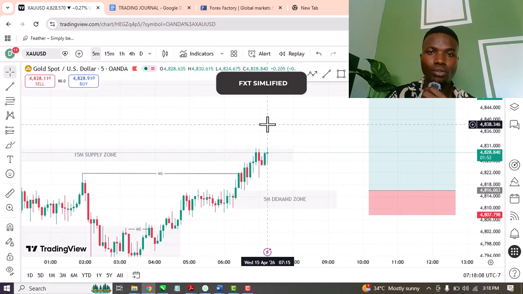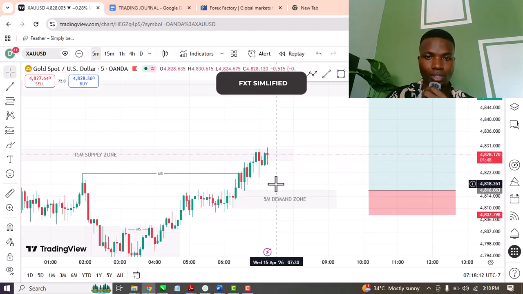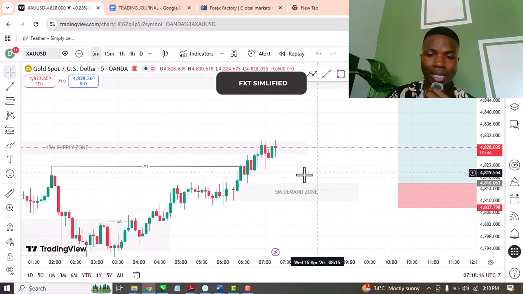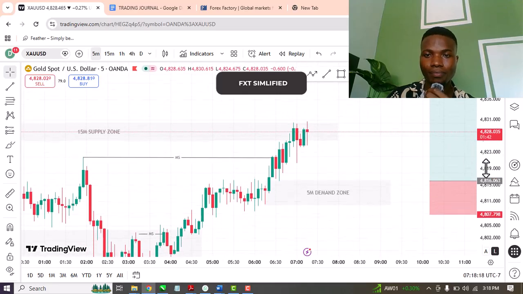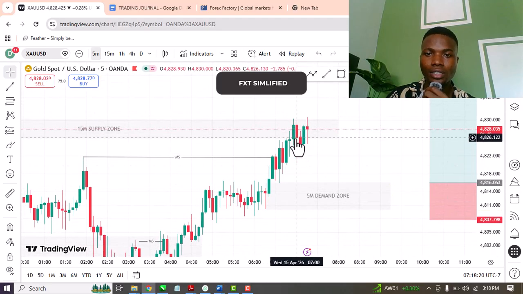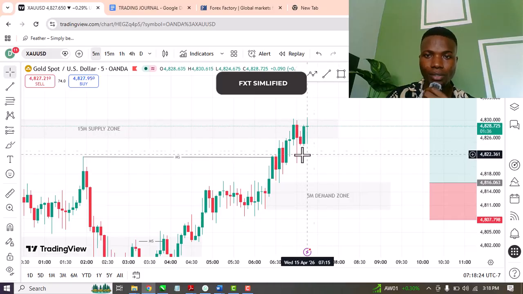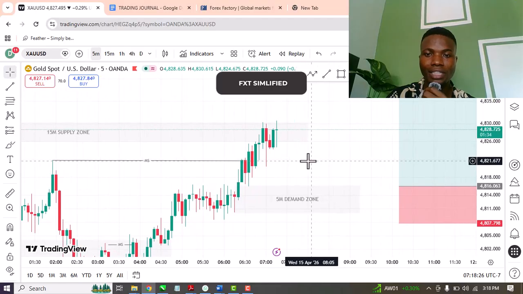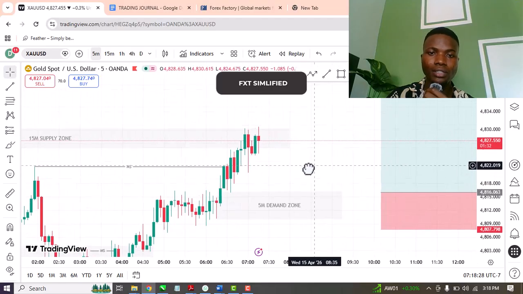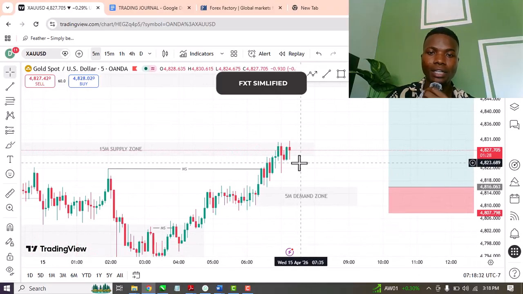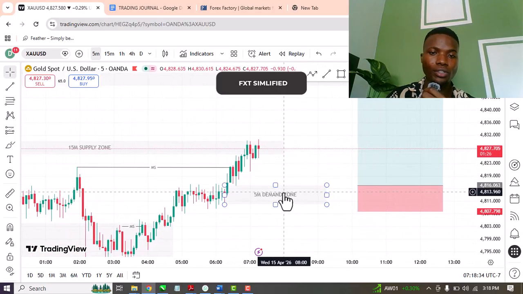I'm hoping that price should just come all the way down here, because this long wick has signified that there is a selling momentum around there. So if price eventually comes all the way down here, then that is going to be a valid point of interest for us.